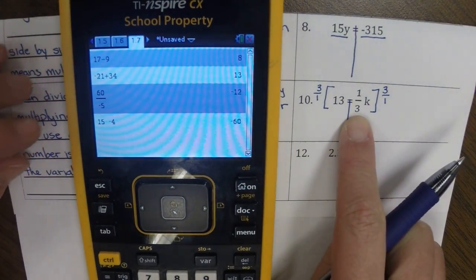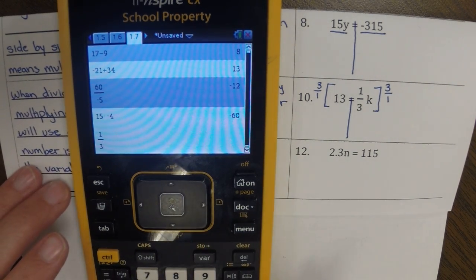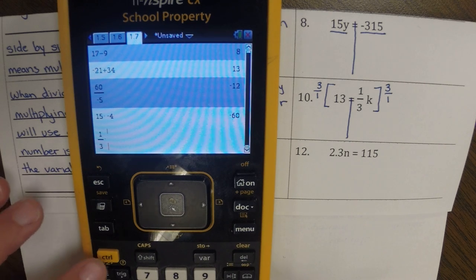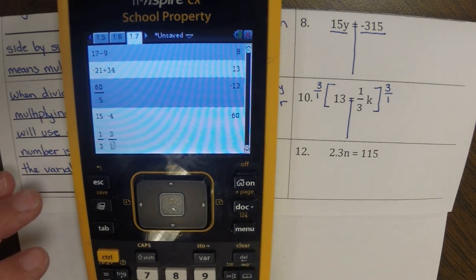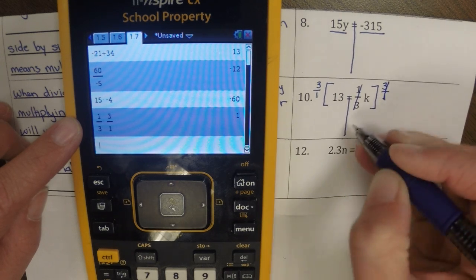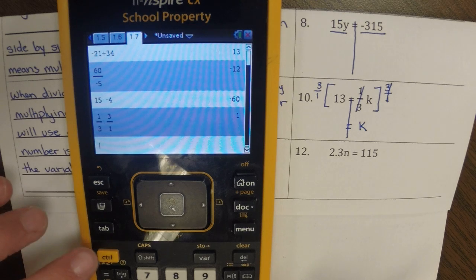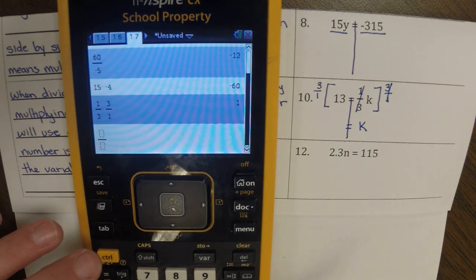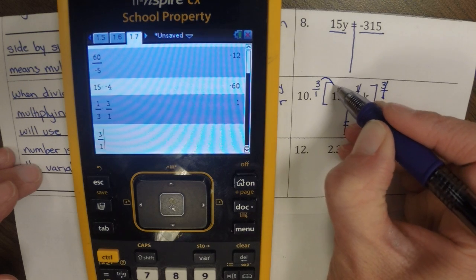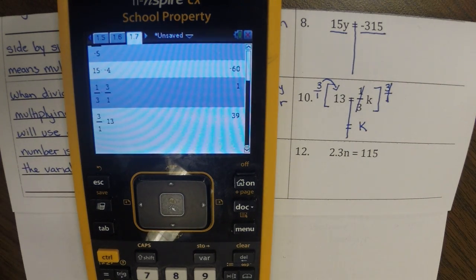If I take 1/3, so control divide, there's 1/3, and I multiply that times 3 over 1, notice I get 1, which means that these two things actually cancel out and leave me with k. So on the other side, I want you to do control divide, and you would multiply by 3 over 1, and then that is times 13, which is 39.